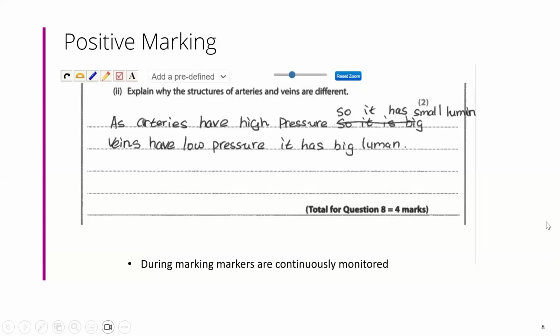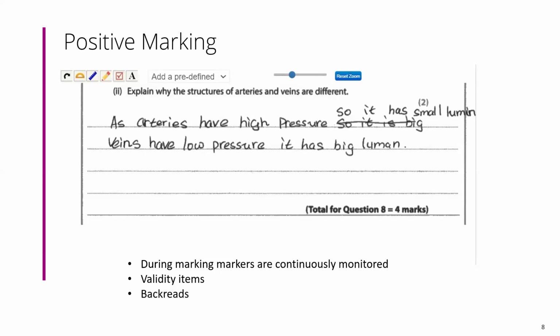So we mark positively. During marking, all of the markers are continuously monitored. And we do that in 2 ways. First of all, about 1 in 10, 1 in 12 of every response they mark will have already been marked by the senior examining team, and we expect markers to come up with the same score that we gave it. If it doesn't, we can spot it in ePen, and we can then talk to the examiner and get them back on track with marking to the standard we want.